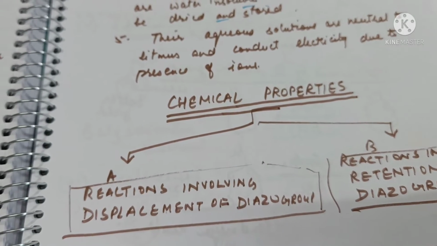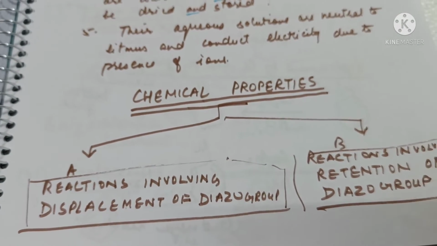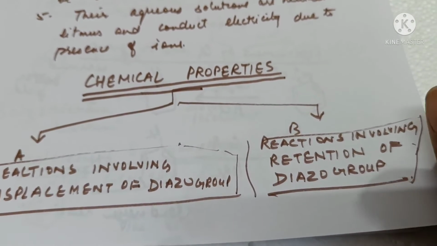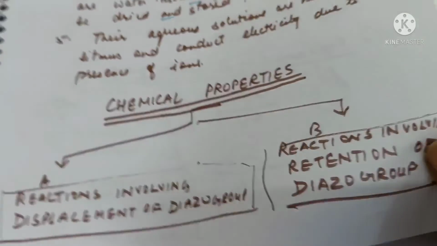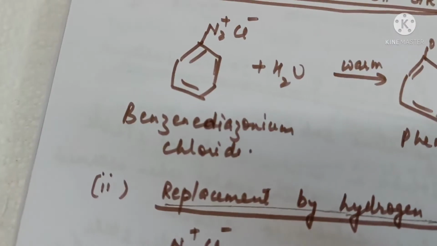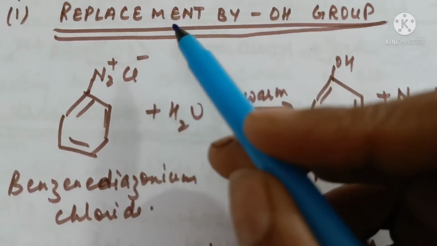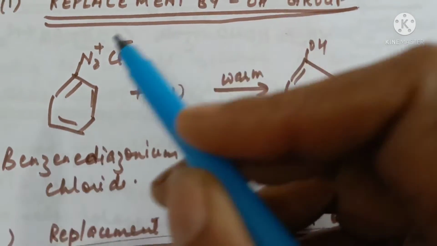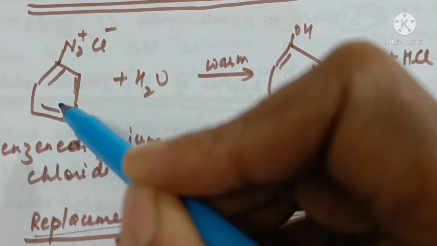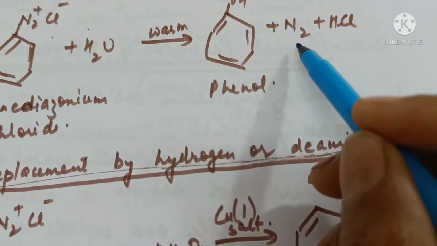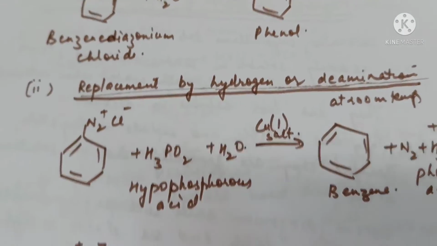Chemical properties can be divided into two categories: reactions involving displacement of the diazonium group with some group, and reactions involving retention of the diazo group. First is replacement. Replacement by hydroxy group. When aryl diazonium chloride is warmed with water, phenol is formed along with nitrogen and HCl.